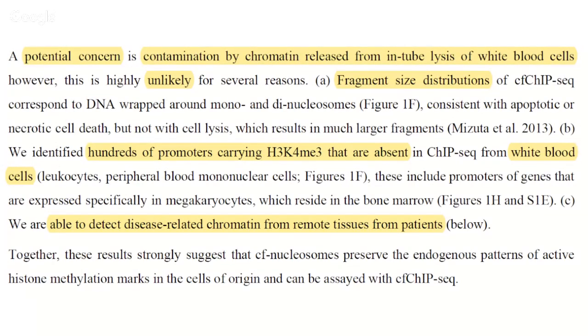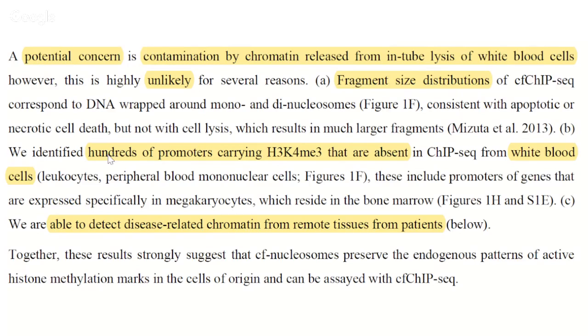What could be the other concerns to make you wonder if this is working or not? One is contamination, where the DNA comes not from the cell-free DNA, but from white blood cells, from the in-tube lysis. And they say they think that not much of this is happening because they can control for the fragment size distributions. Given that the mono and dinucleosomes of the cell-free DNA have very consistent fragment sizes, then if they see different fragment sizes, they can tell that they come from different places, right?